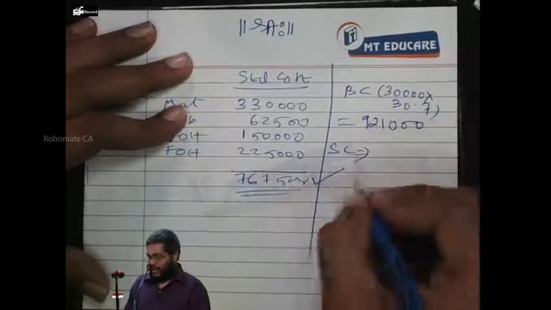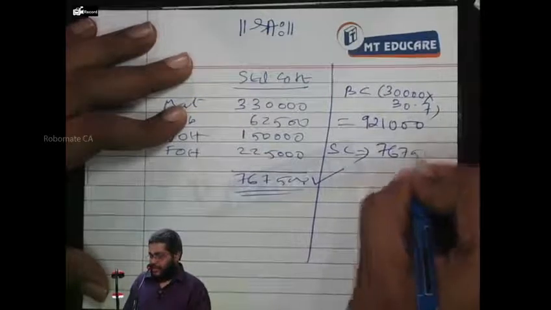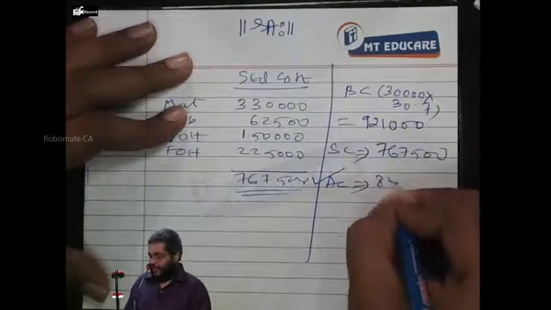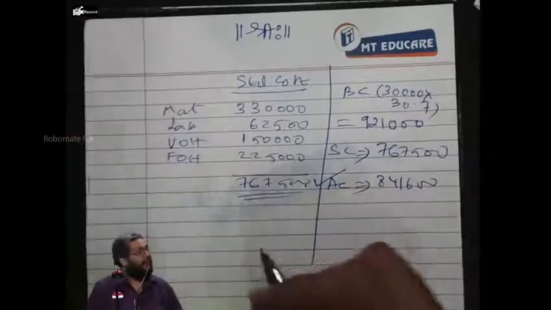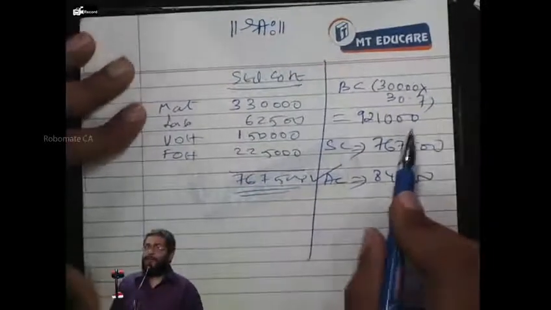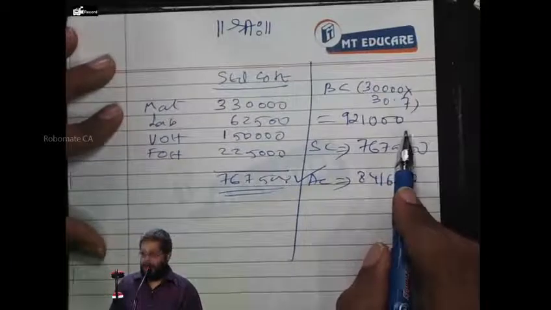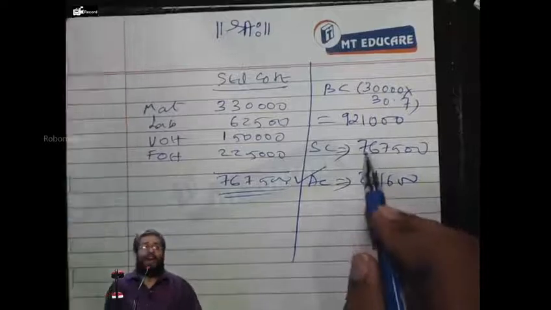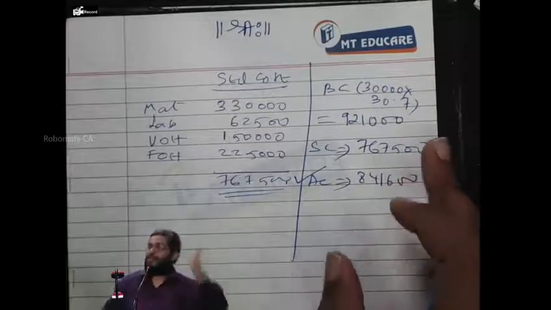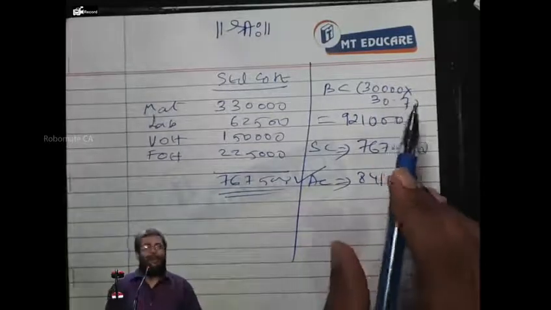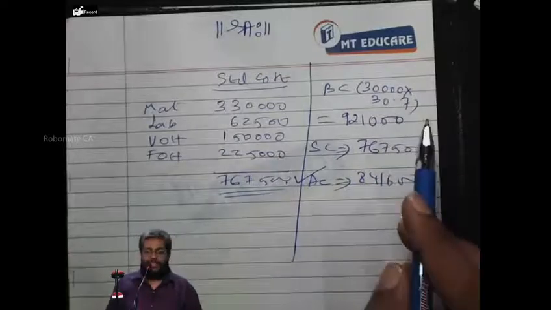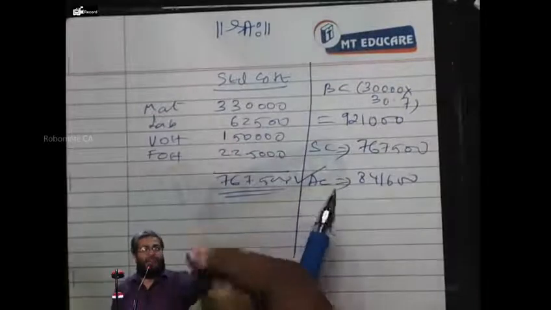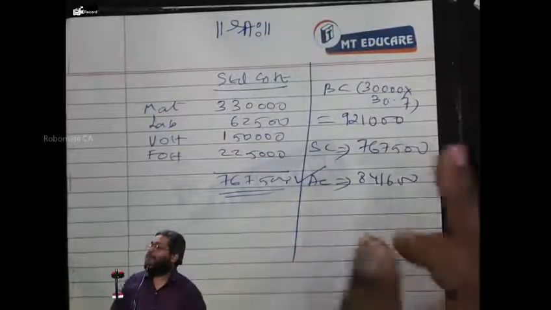Next is standard cost. I find it as 7,67,500. Next is actual cost. I find it as 8,41,600. Is the conclusion right or not? No. I planned to spend 9,21,000. How much did I spend? 8,41,600. I saved cost. Cost variance favorable, true or false? I planned to spend at the beginning of the period 9,21,000. I spent only 8,41,600. I saved cost for the company. Cost variance favorable, true or false?